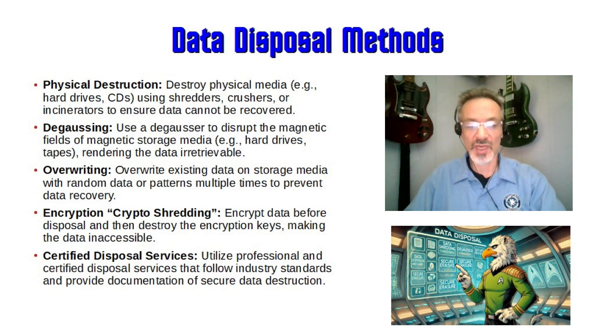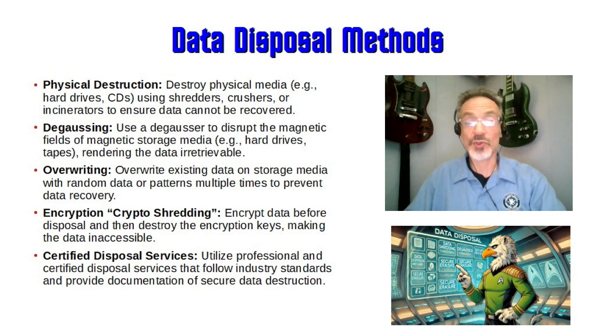2. Degaussing. This method uses a degausser to disrupt the magnetic fields of magnetic storage media such as hard drives or tapes. Remember for the exam that while effective, this method is specific to magnetic media. 3. Overwriting. This involves overwriting existing data on a storage medium with random data or patterns multiple times. The CISSP exam might test your knowledge of different overwriting standards, like the Department of Defense 5220.22-M.